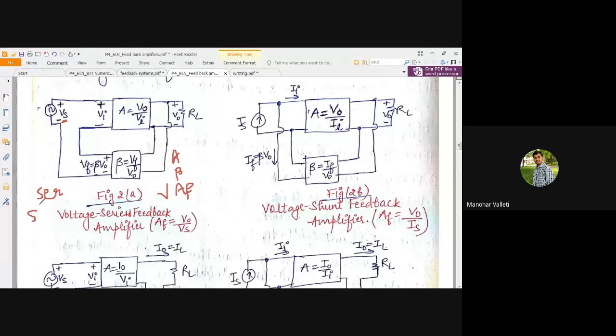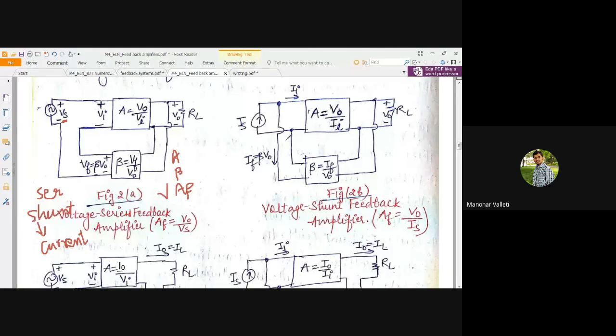If the mixing is shunt, also called parallel, then we consider a current source. We are considering it like this only to make the mathematical analysis easier. So now we'll see voltage shunt feedback, the block diagram. We are doing voltage sampling anyhow, so it won't change.